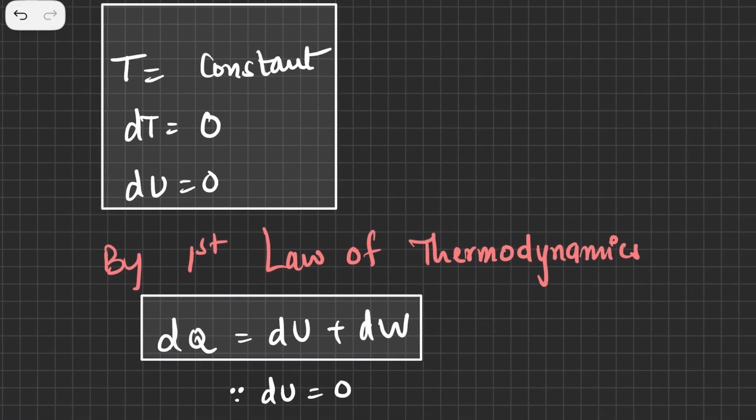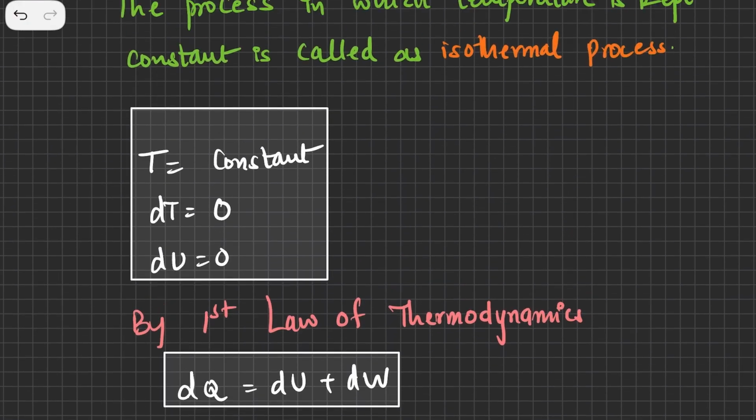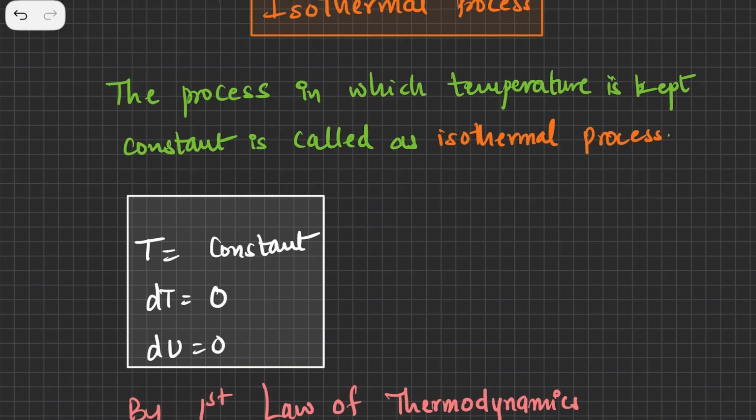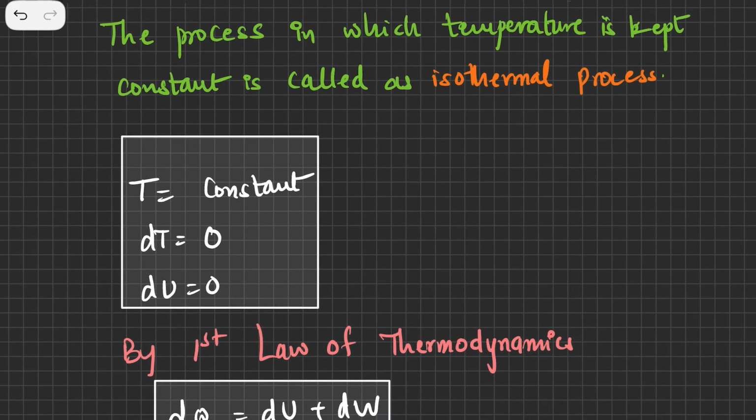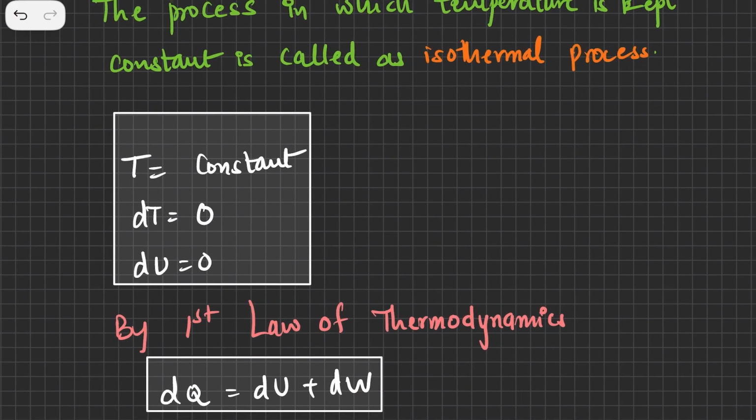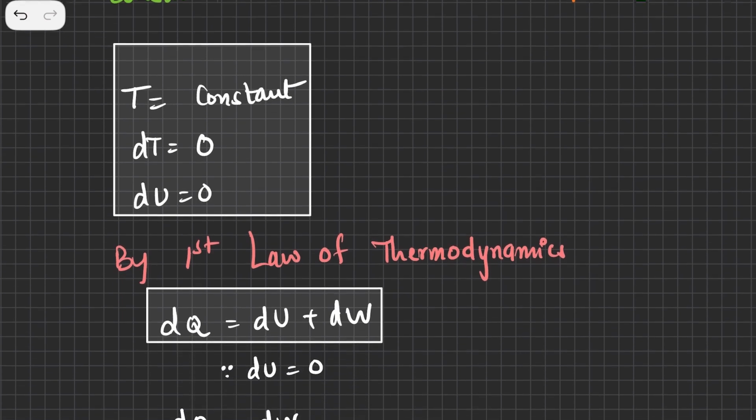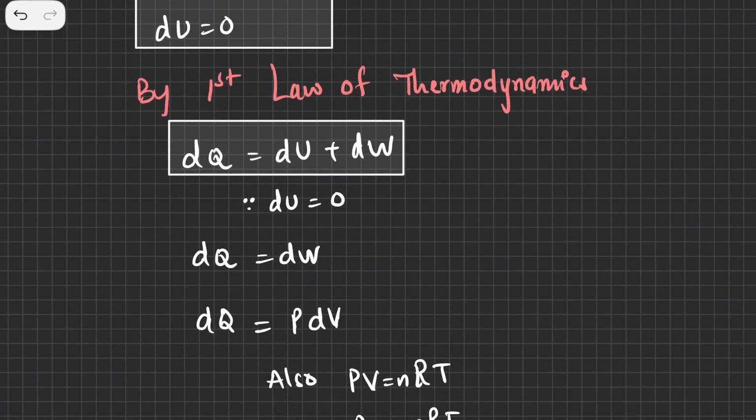Now let us find out quickly the work done in an isothermal process, applying the first law of thermodynamics. Here we start a small series of 4 special processes: isothermal, isobaric, isochoric, and the adiabatic process, and we'll be finding out the work done in each case. So let's begin.